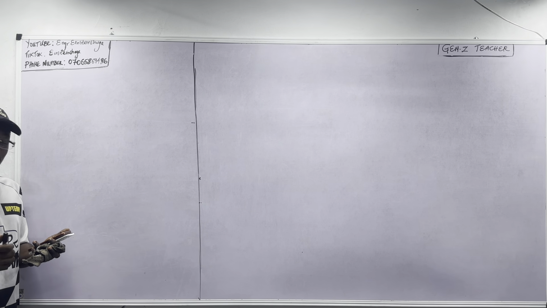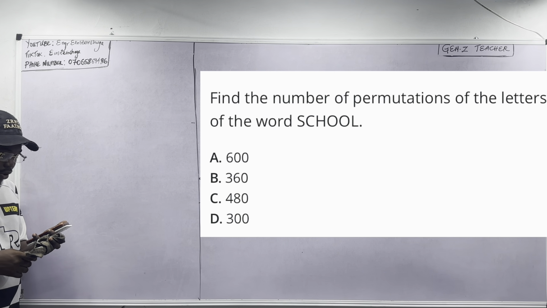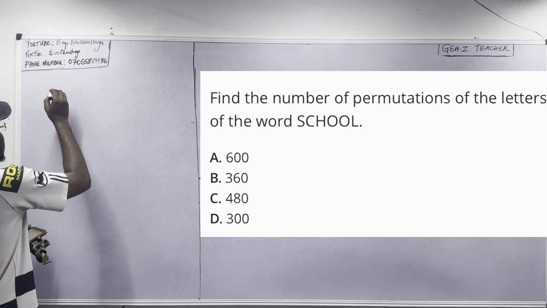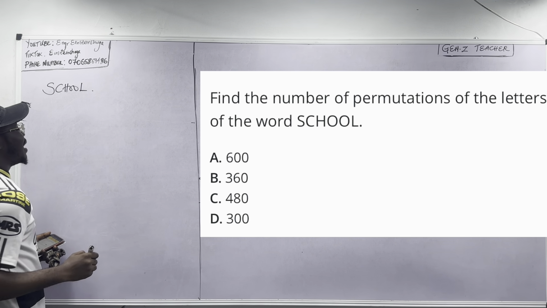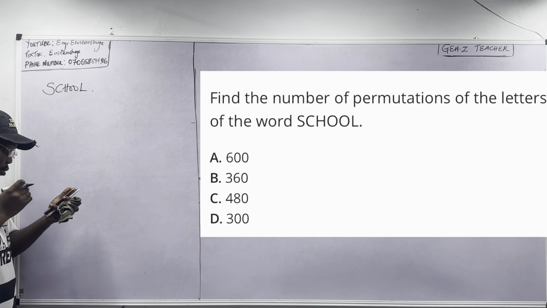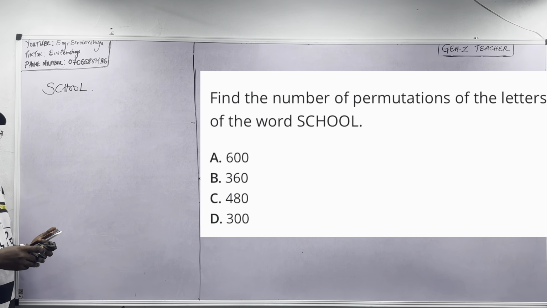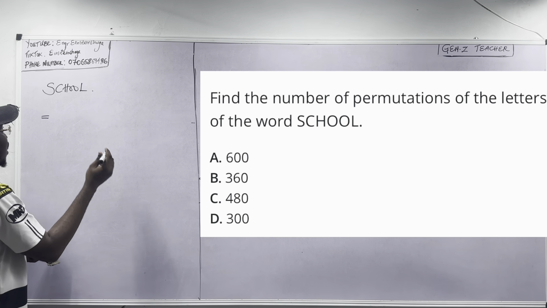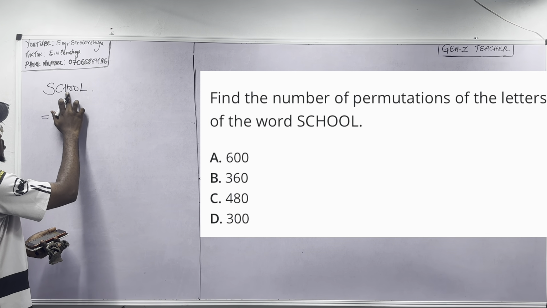Okay guys, question number 10 as shown on the screen says, find the number of permutations of the letters of the word school. Now this topic is very interesting, from the topic we call permutation and combination. You can easily just apply factorial. How do I mean? The number of ways you can arrange this is equal to, let's count the letters here, 1 2 3 4 5 6.